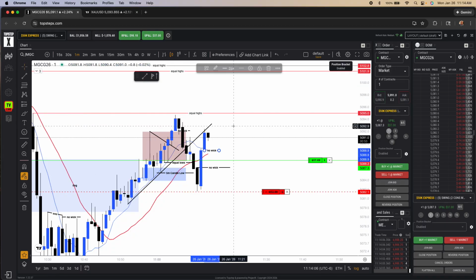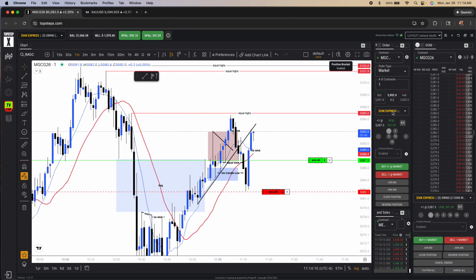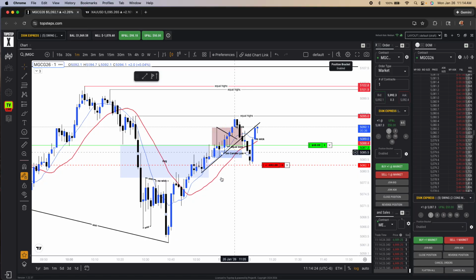So, another no wick candle, or close to no wick. We took this no wick candle. And I want you guys to start paying attention to no wick candles. They're very good when it comes to draws on liquidity. We don't always hit them very quickly or whatever. It just depends.